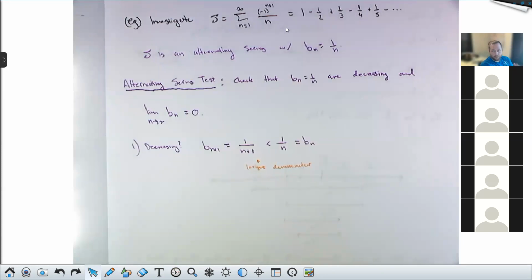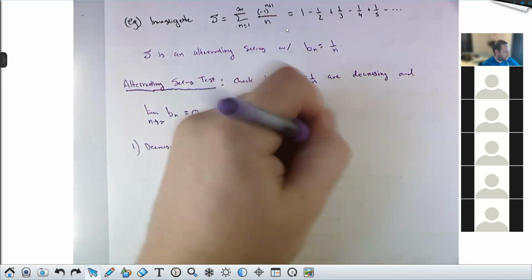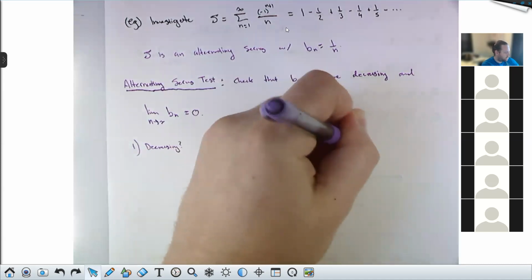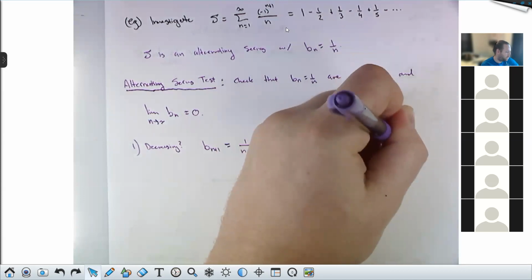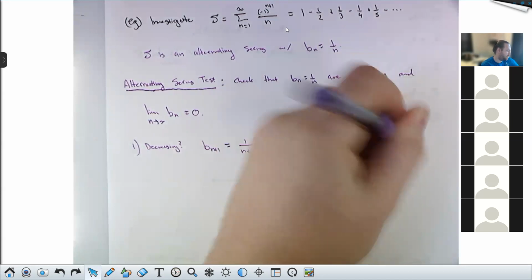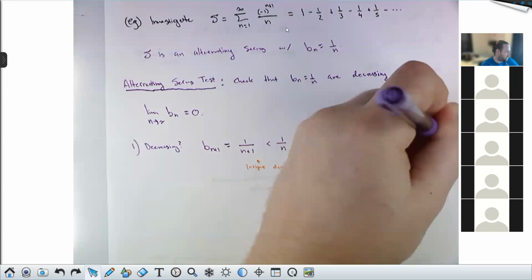Right? 1/3 is smaller than 1/2. 1/4 is smaller than 1/3. So yes, the Bn are decreasing. The sequence Bn is decreasing.